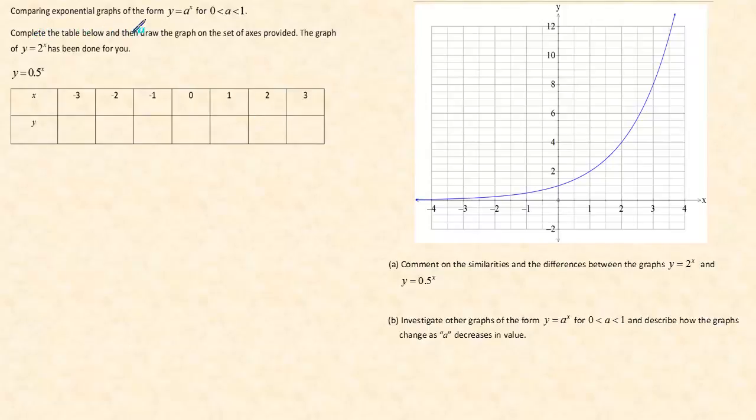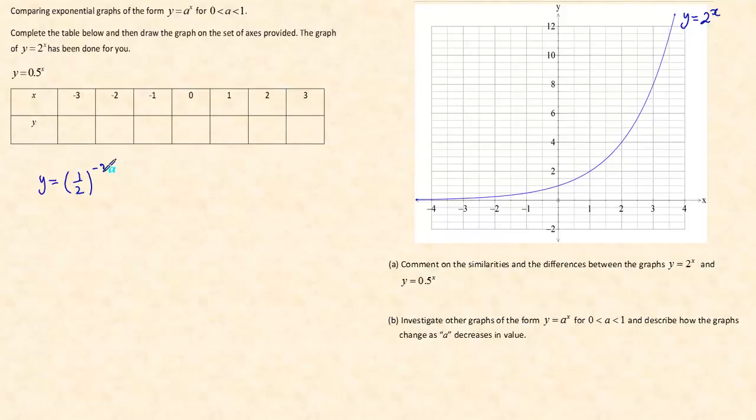Comparing exponential graphs of the form y equals a to the x, this time for a between 0 and 1, although our reference graph here is still y equals 2 to the x, where the a value is obviously 2, so greater than 1. So we want to complete the table below and then draw the graph on the set of axes provided. Now think about the fact that 0.5 is a half.